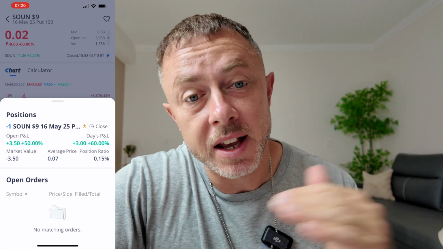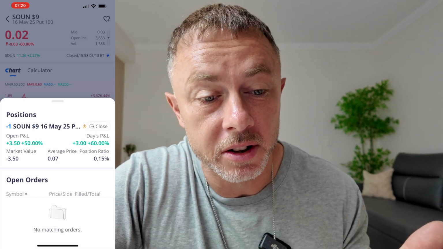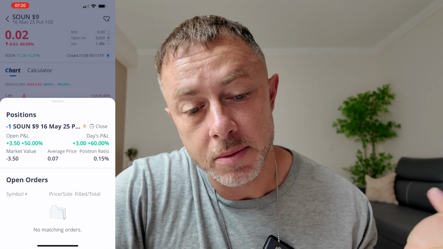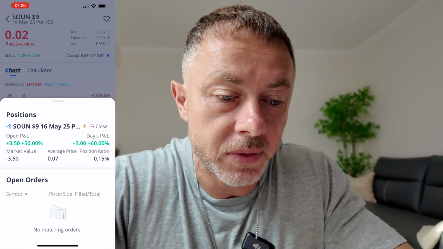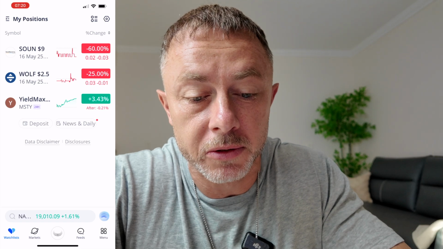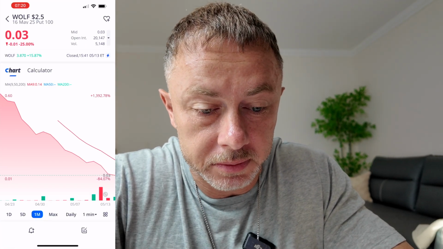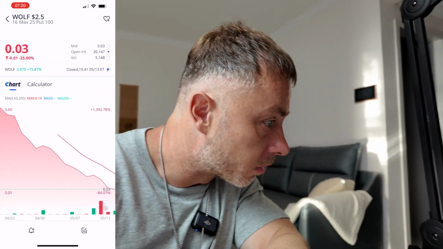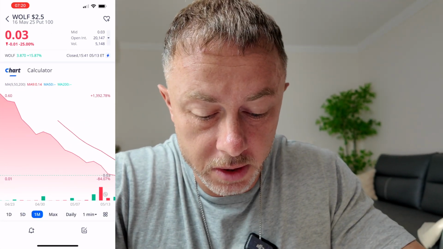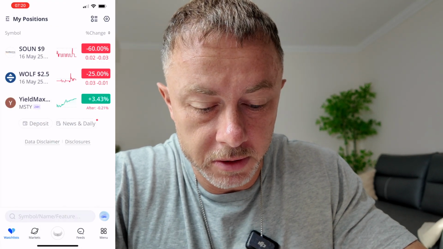By Friday, this will cancel out. And as long as this doesn't drop down to $9, this will expire worthless, and I'll keep the whole $7. So that's SoundHound, $7. And Wolf, I sold a put option on Wolf for $2.50. This one's been beat up really bad. And if we look at this one, I sold for $7 also. So I made $14 this week. But my Wolf position is not opening for some reason.